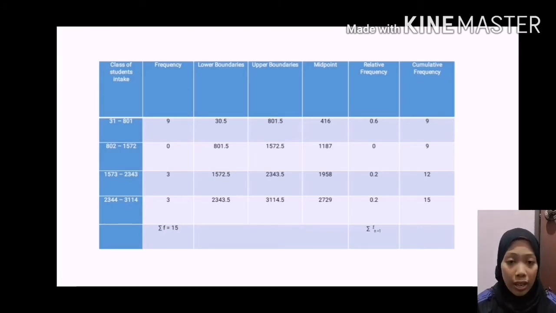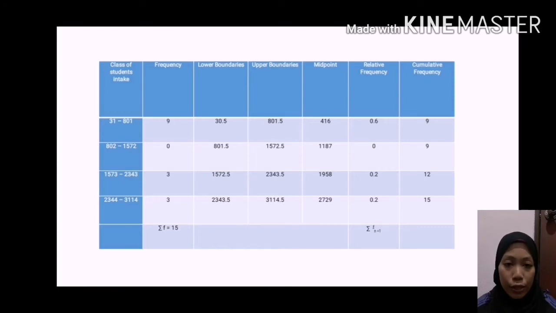To calculate the relative frequency, I use the formula, that is the class frequency and sample size. The number of sample size is 15. The formula is F divided by N. So the relative frequency is 0.6, 0, 0.2, and 0.2. Lastly, calculate the cumulative frequency.